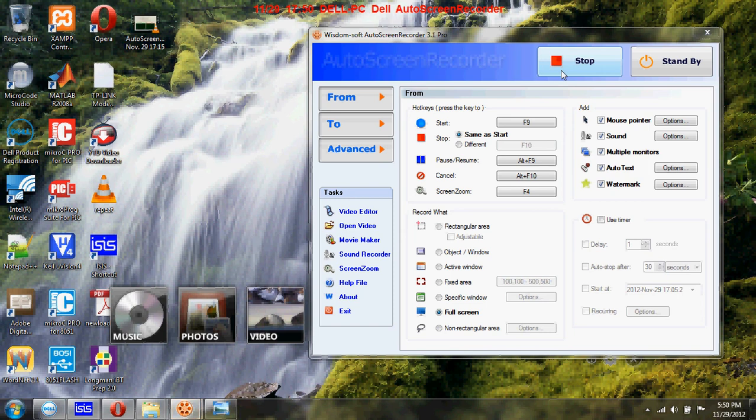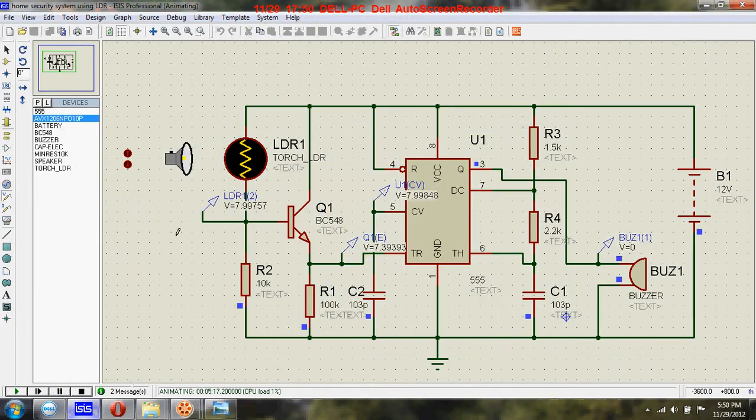Hi friends, welcome back. We will see an interesting circuit simulation today. And what you are seeing here is a home security system using this LDR and 555 IC.